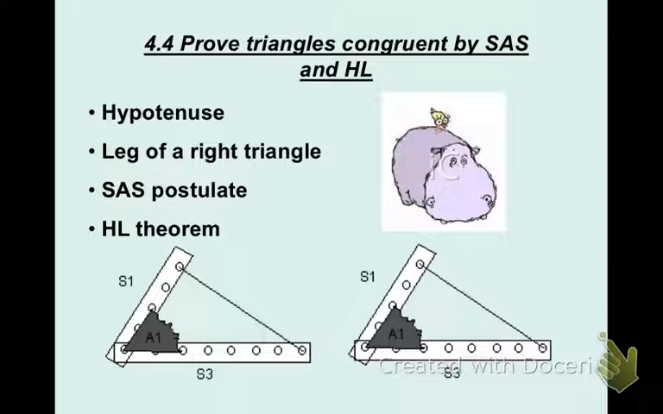In lesson 4.4, we're going to prove triangles congruent by side angle side, SAS, and hypotenuse leg, HL. So far, we've learned the definition of congruent triangles, when we've compared three congruent sides that match three congruent sides of another triangle, as well as the angles. Also, we learned one shortcut, SSS, and that meant that side-side-side congruency existed.